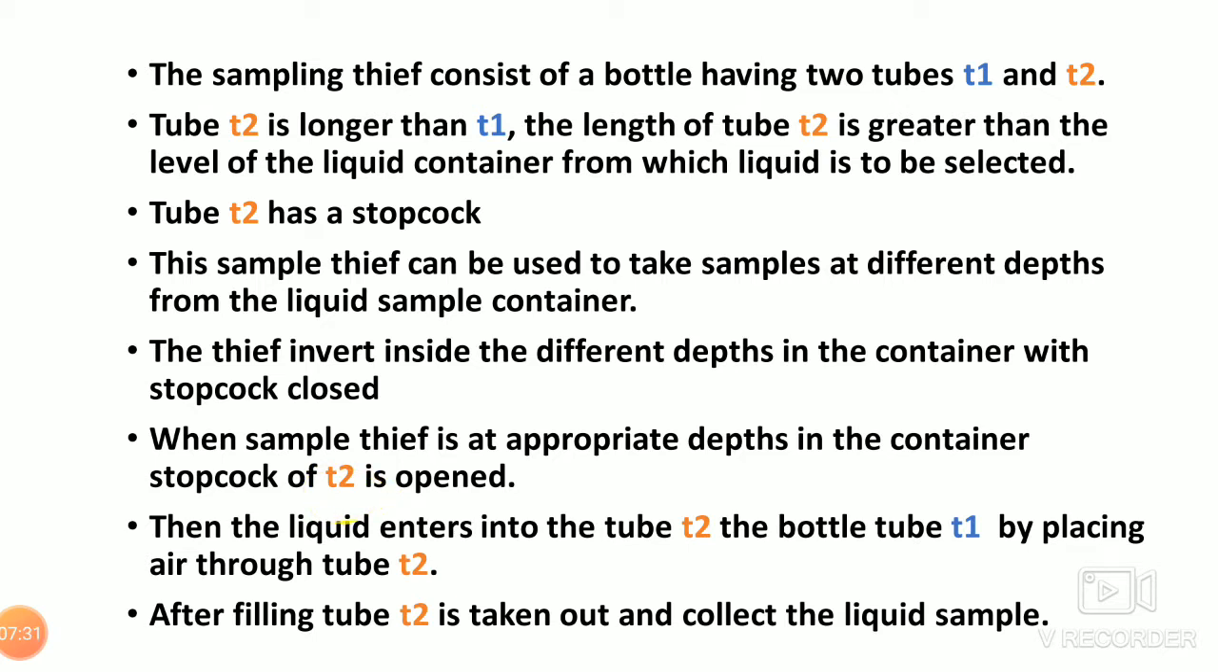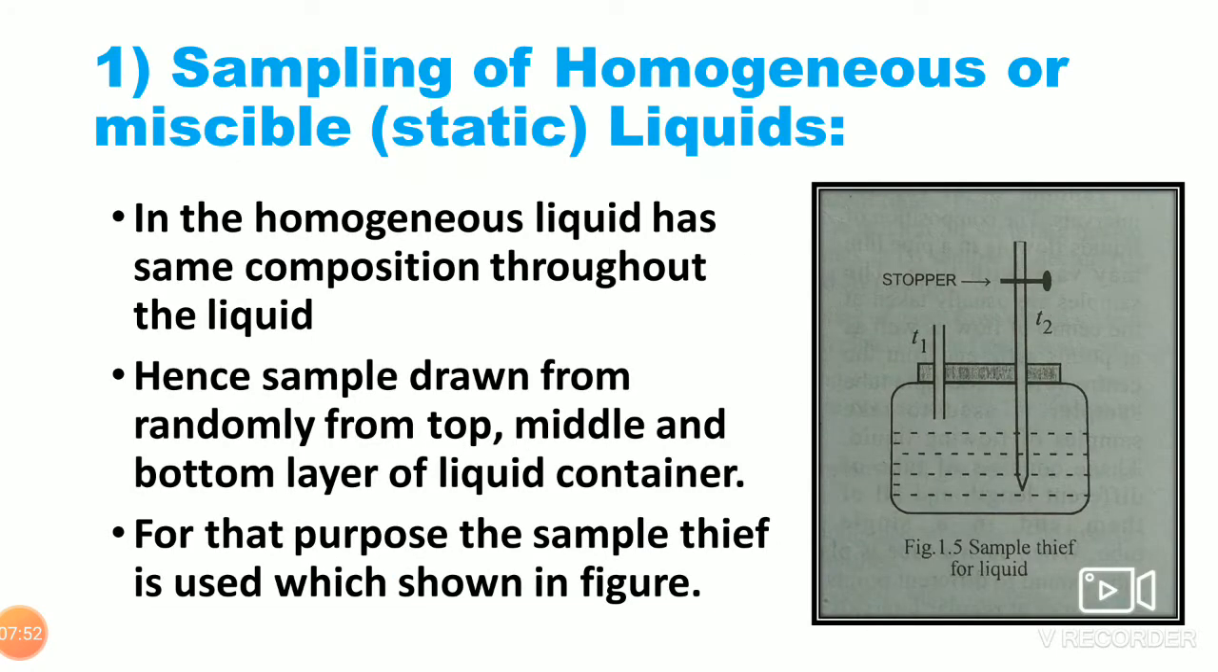Then the liquid enters into the tube T2, by placing air through tube T1. That means when we open the stopcock of tube T2, at that time air goes through the tube T1. See the figure. When we open the stopcock of tube T2, what will happen? The liquid goes inside the tube. But how? When the air goes through this tube T1.